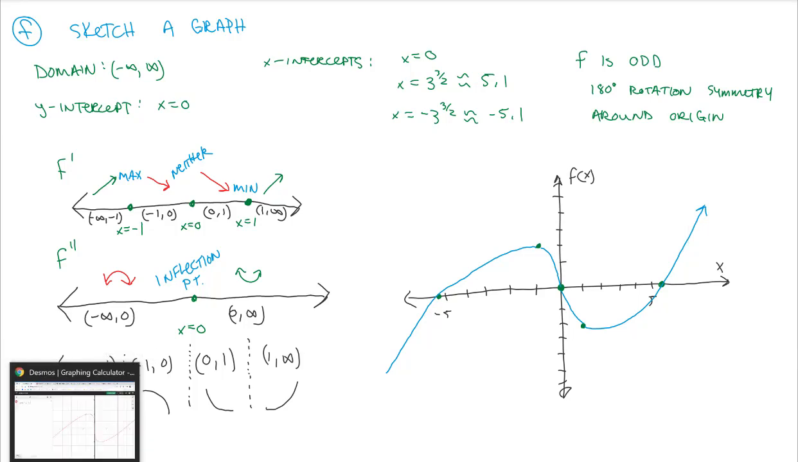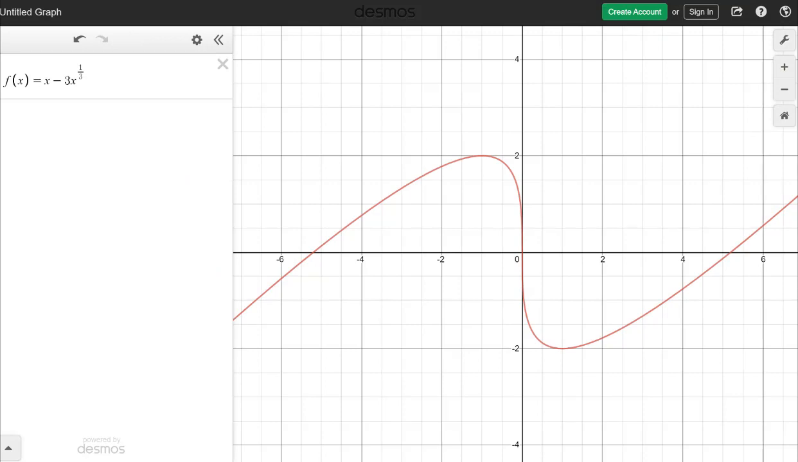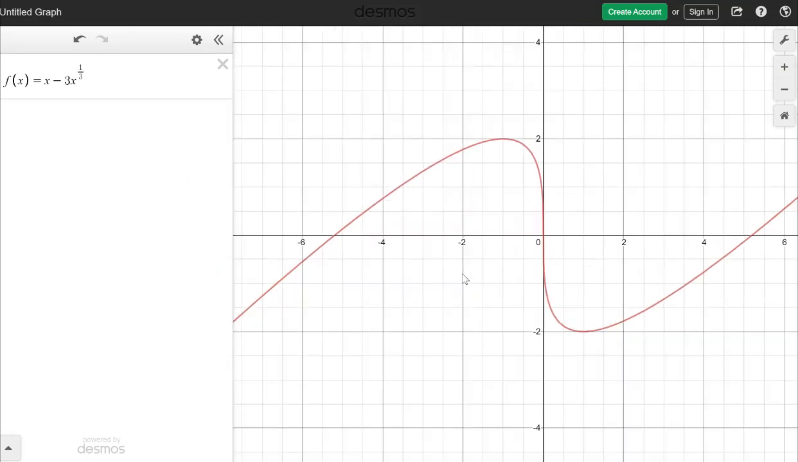And we can see that our Desmos graph looks very similar to the graph that we came up with by using just calculus and our own brain power.